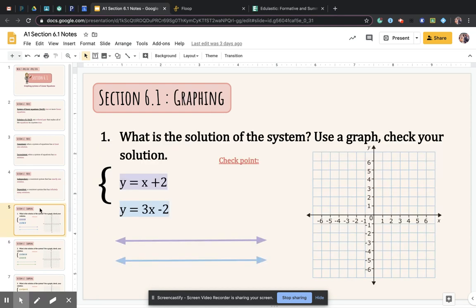So what we're going to have to do is we're going to be given equations where we have to graph and then check our solution. So if you notice, I have y is equal to x plus 2 and y is equal to 3x minus 2. I'm going to start off by graphing my purple line. And what I'm going to do is line up the tip of my arrow with my intercept. So my intercept is 2. That's my b value. And then my slope is 1.